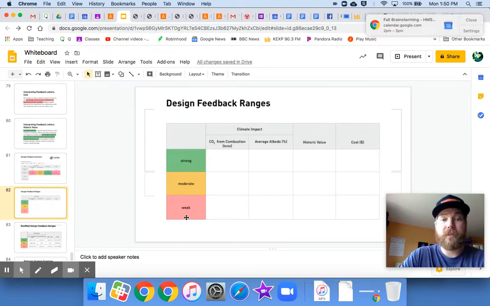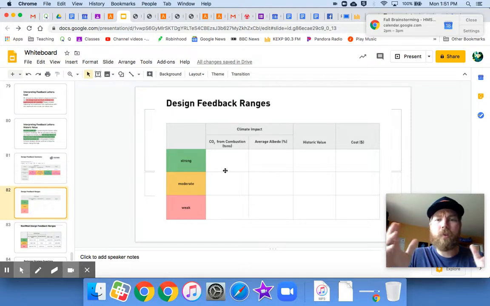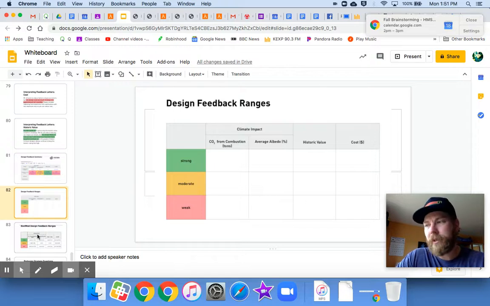So if a person got weak feedback, what were their numbers for CO2 from combustion? If somebody got strong feedback, what were their numbers for CO2 from combustion? Basically, we would be gathering a whole bunch of data and crunching the numbers, looking at what the values are. If I want strong for average albedo, what do I need to get my percentage numbers in between? If I want strong for historic value, what numbers do I need? Now, it's a little bit tricky to do that all as a class because we're all in different places.